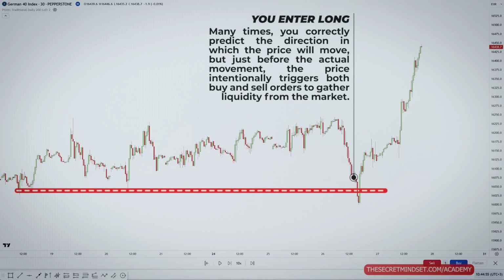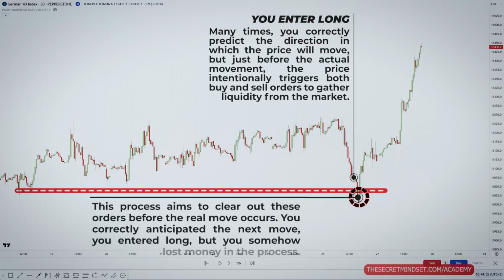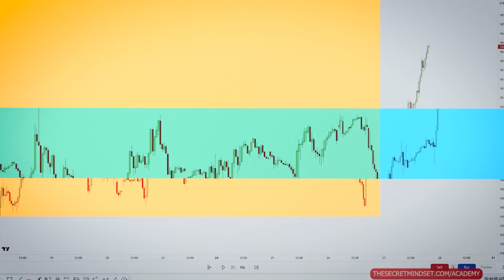Many times, you correctly predict the direction in which the price will move, but just before the actual movement, the price intentionally triggers both buy and sell orders to gather liquidity from the market. This process aims to clear out these orders before the real move occurs. So you correctly anticipated the next move, but you somehow lost money in the process. So, developing the ability to identify areas where liquidity might be concentrated is crucial.